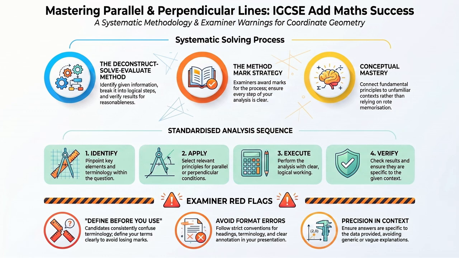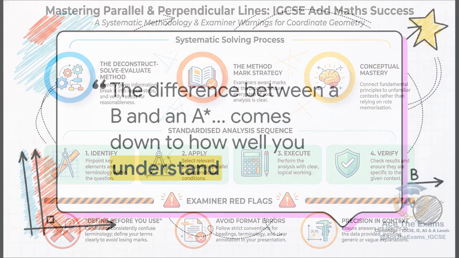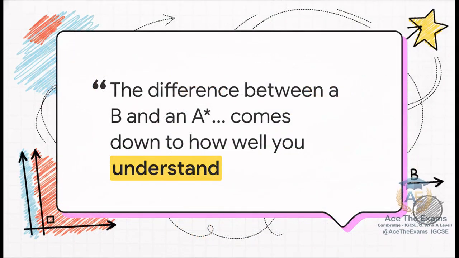Okay, let's dive right into this explainer. Look at this quote for a second. The difference between a B and an A star in additional mathematics often comes down to how well you understand the conditions for two lines to be parallel or perpendicular. That's a direct, unedited quote from a Cambridge senior examiner. Think about the gravity of that.